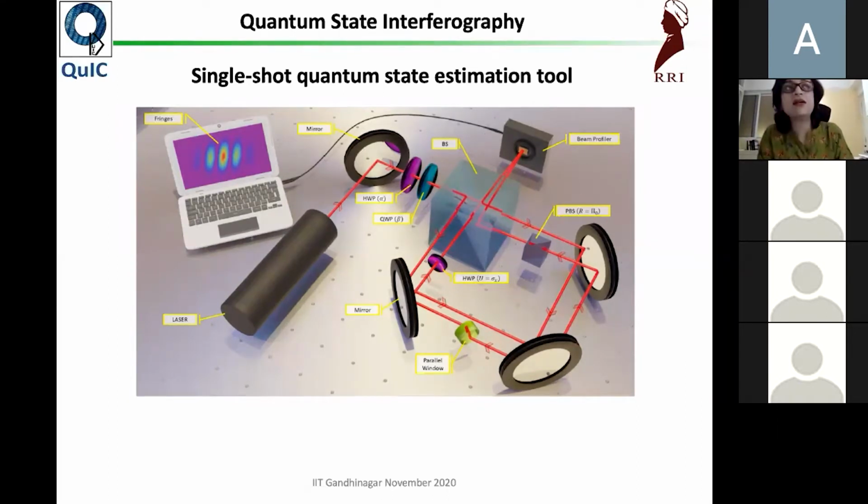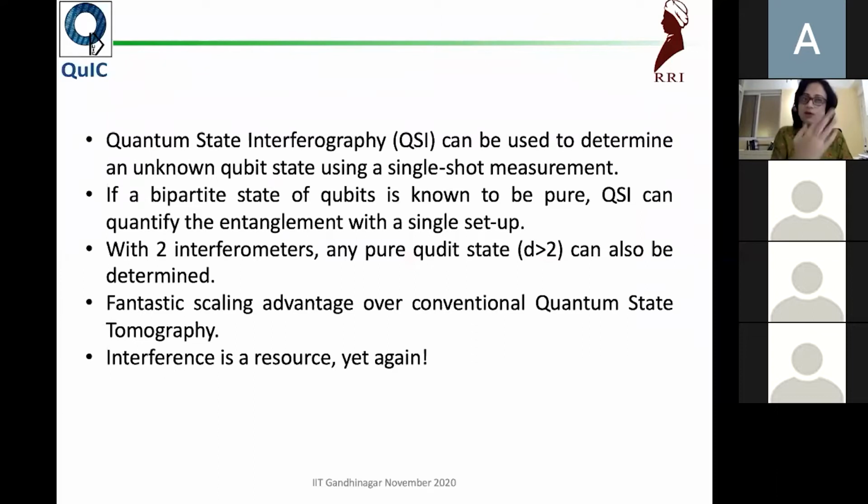And this is very nice because it gives us a tremendous scaling advantage over quantum state tomography, where, of course, we have to have different settings for these different projections. So do have a look at the paper if you're interested, because there's a lot of detail which I'm skipping here. But the idea is that this quantum state interferography can be used to determine an unknown qubit state using a single shot measurement.